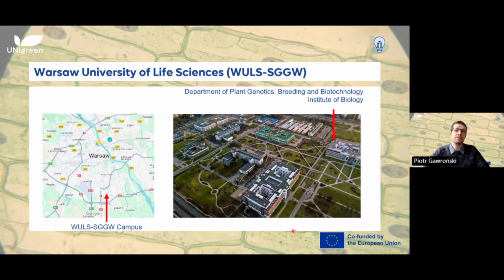But before we dive into the main topic of the presentation, let me briefly show you where the Warsaw University of Life Sciences is located. Our university is situated in the southern part of Warsaw, and the entire campus is concentrated in one well-equipped area. Our department, the Department of Plant Genetics, Breeding and Biotechnology, which is part of the Institute of Biology, is shown in the top right corner of this photograph.